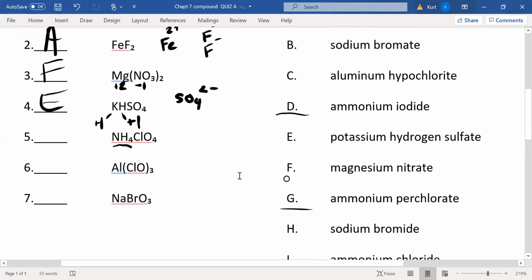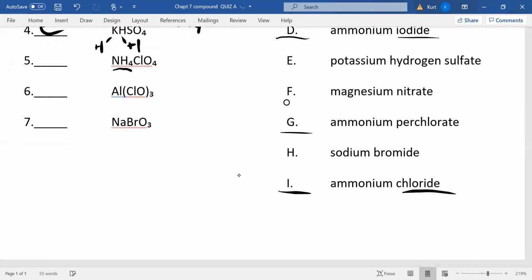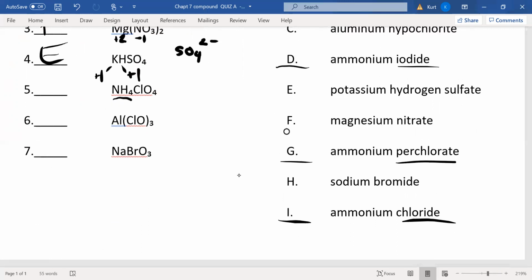So use the process of elimination. Is ClO4 iodide? No, that would just be I. Is ClO4 chloride? No, that would be just Cl. So the only one left is perchlorate, and that would be the correct answer. Never forget the process of elimination. That always helps. Okay, look at number 6.